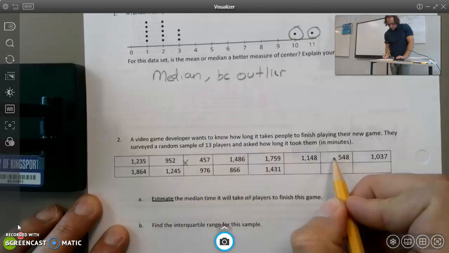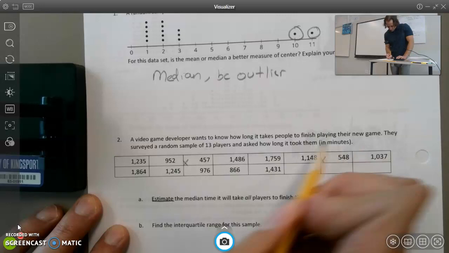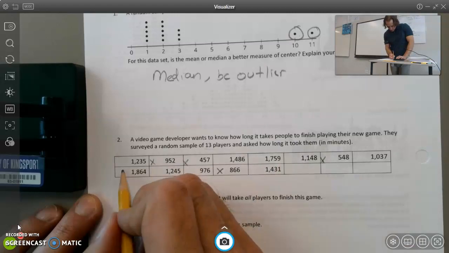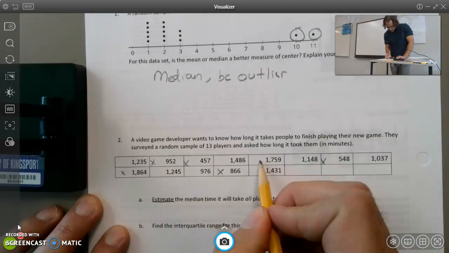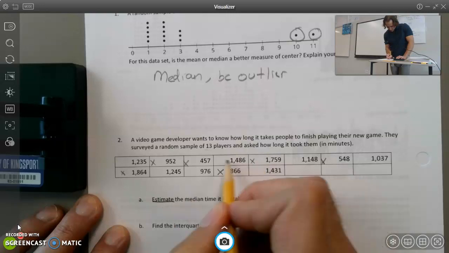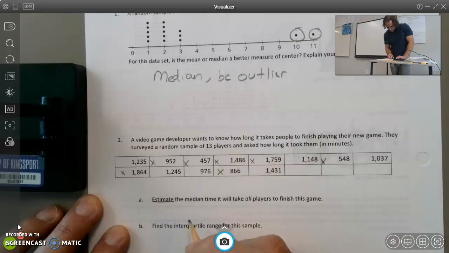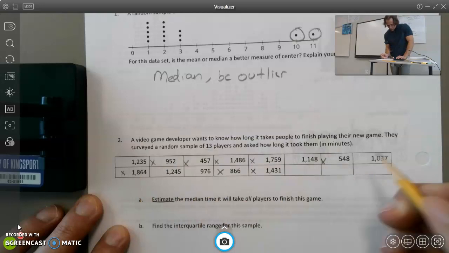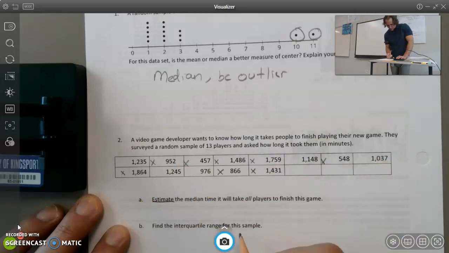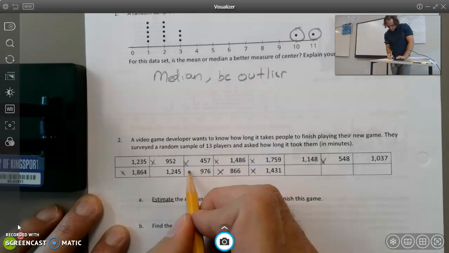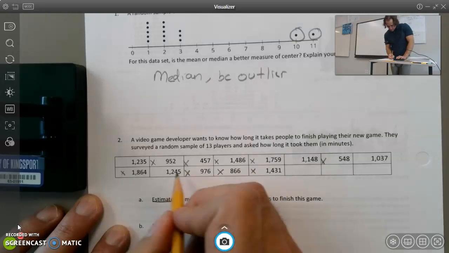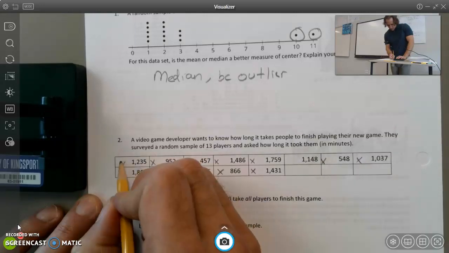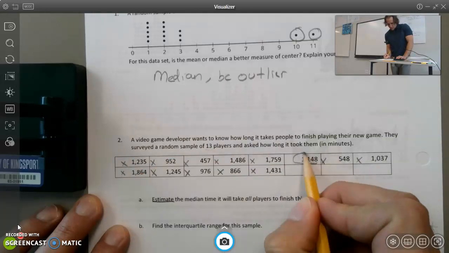Looks like that. 2, 3, 4 smallest. Now let's cross out the biggest. 1800, 1700, 1400, 1400. So that's 1, 2, 3, 4, 5, 6, 7, 8. So I've crossed out the 4 smallest and the 4 largest. Now let's find the smallest and the largest, and let's find the smallest and the largest. And here is our median.